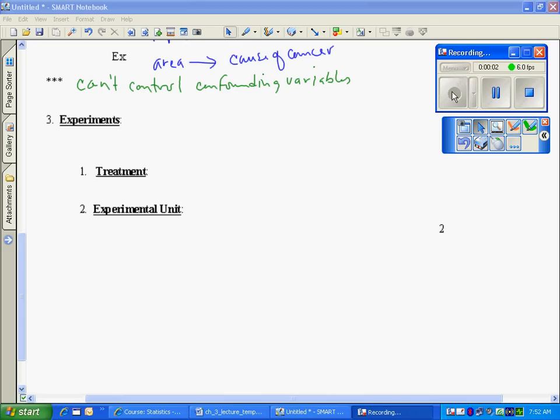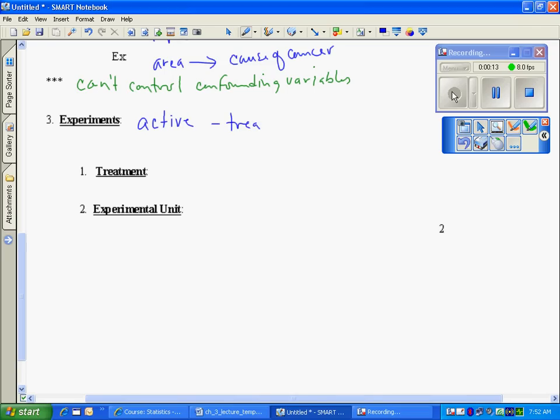The last data collection process we're going to look at is an experiment, and this is active. I deliberately impose a treatment. So what is a treatment? It's the combination of all the levels, and it's applied to the units.